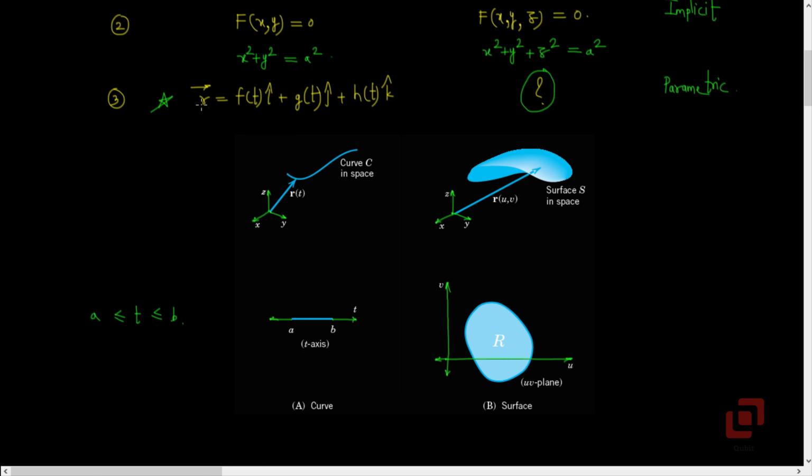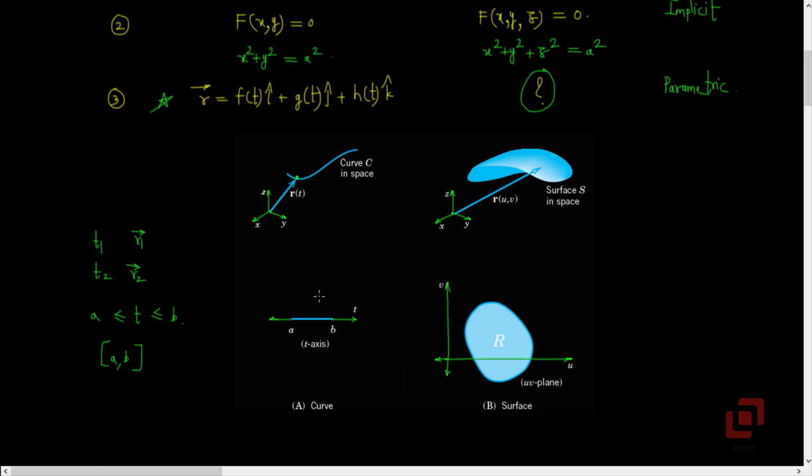We know that the parametric representation of any curve is r bar equal to f of t i cap plus g of t j cap plus h of t k cap. In other words, for every value of t in its domain, which is the closed interval AB, there exists a point on the curve C in space. So for t1, we may get a position vector r1 bar. For t2, we may get a position vector r2 bar, so on and so forth.